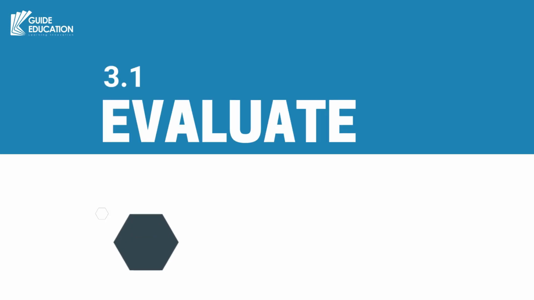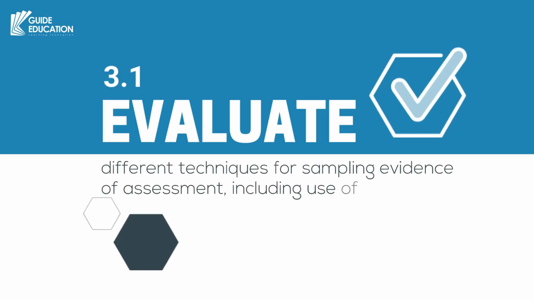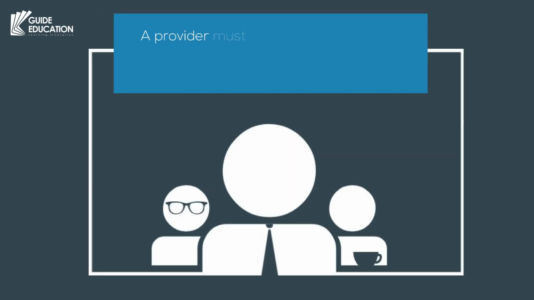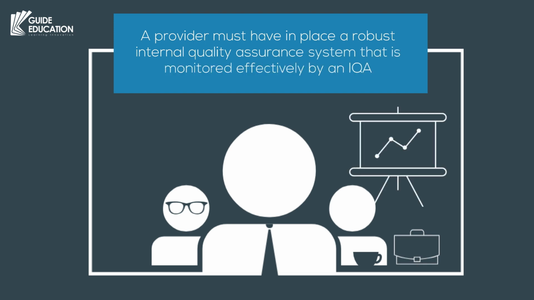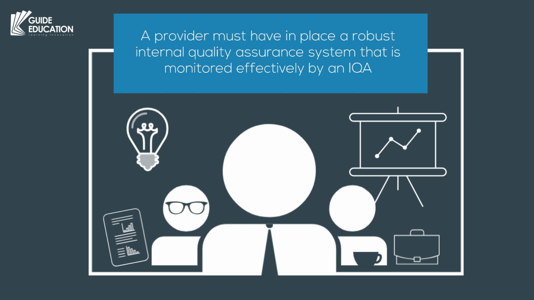3.1. Evaluate different techniques for sampling evidence of assessment, including use of technology. A provider must have in place a robust internal quality assurance system that is monitored effectively by an IQA. A provider will have a sampling strategy in place for sampling learner evidence. An EQA will view the sampling strategy and conduct their own sampling of learner evidence when they undertake a visit.